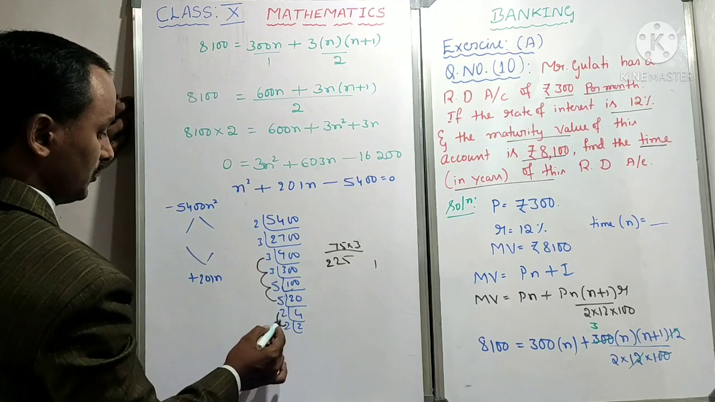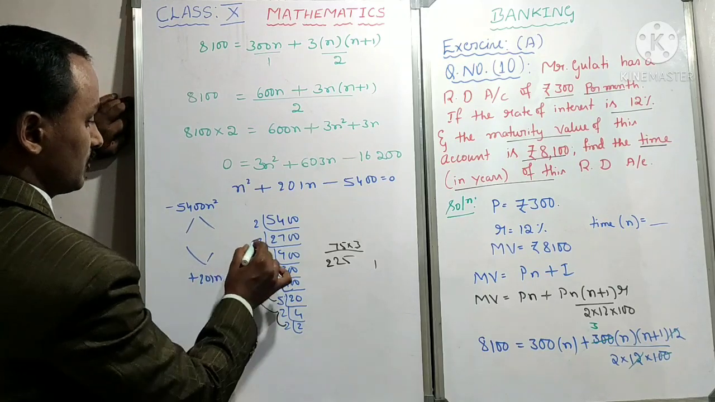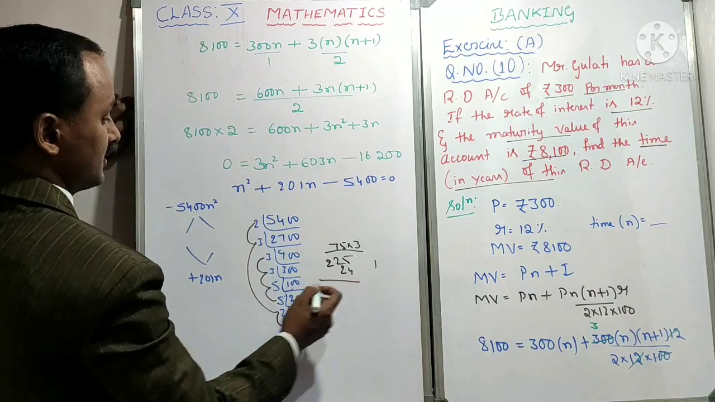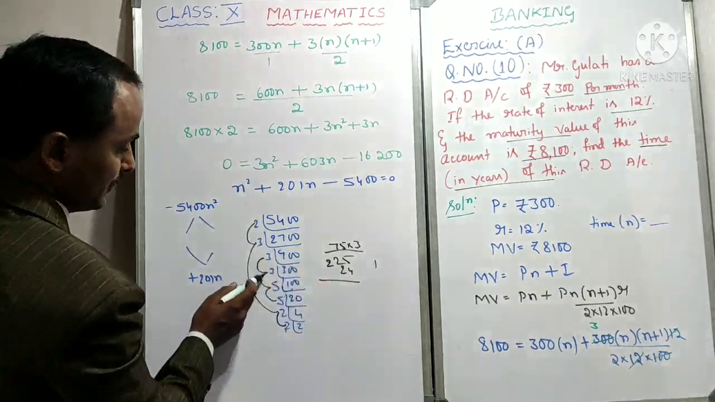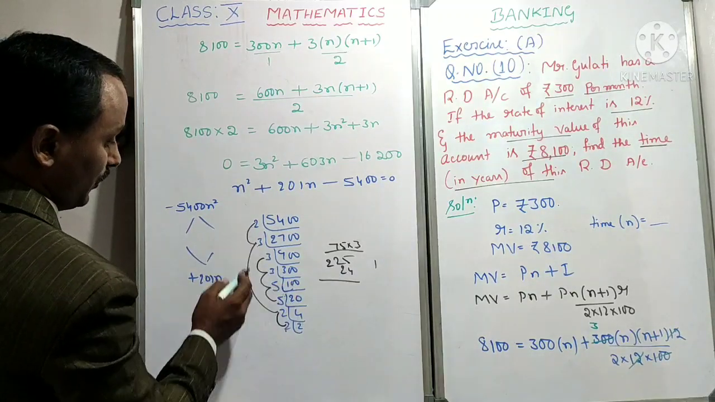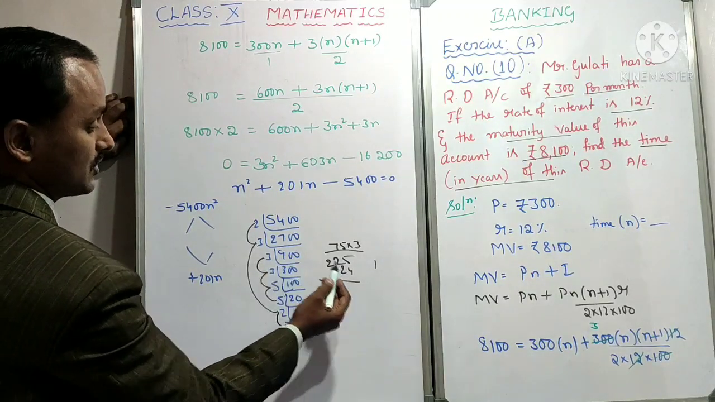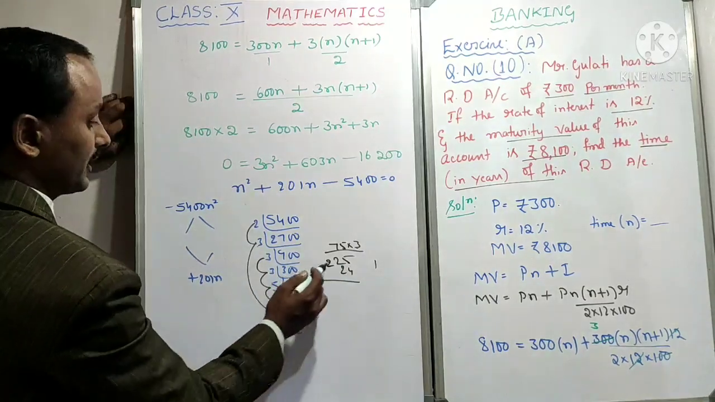So remaining 4. 2 2s are 4, 4 3s are 12, 12 2s are 24. See, this 1, 2, 3, 3 factor product is 24. This 4 factor product is 225.